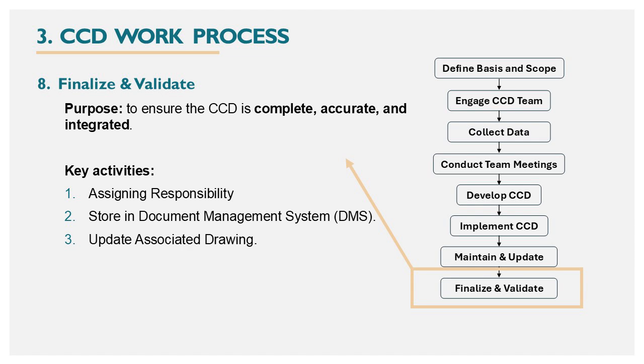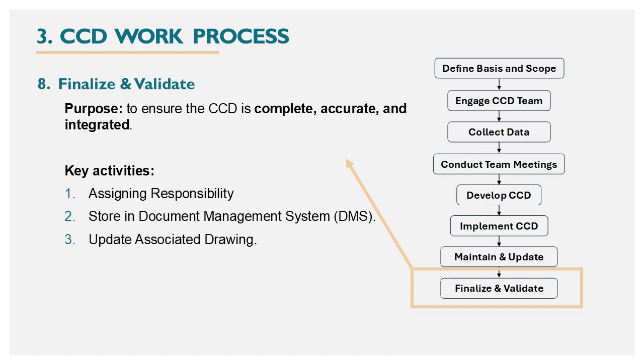And the last of the CCD work process is finalize and validate. The purpose of this activity is to ensure the CCD is complete, accurate, and integrated into the plant's document control system so it becomes a reliable reference for operations, inspection, and maintenance. The key activities in finalizing and validating are included. Number 1 is assign responsibility.